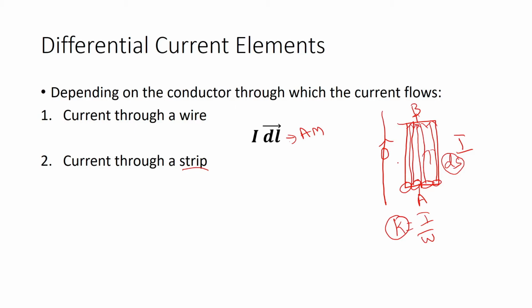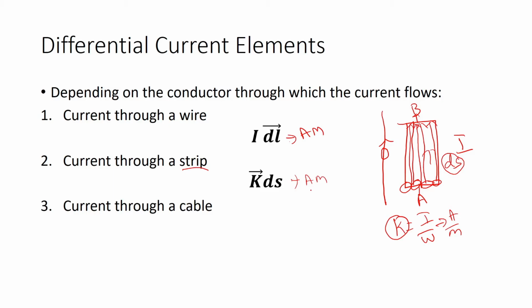So this current element, because of current through a strip, is also a vector quantity where the direction of that vector is from A to B. That is the direction in which the current is flowing. So the current element is K bar ds. Again, its units are ampere meter, because the units of K are ampere per meter and the units of the differential surface are meter square. So the units of the current element are again ampere meter.